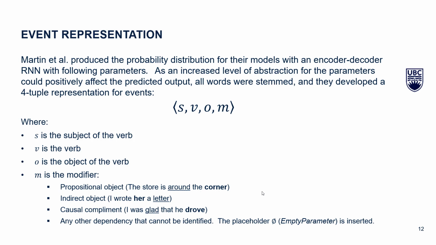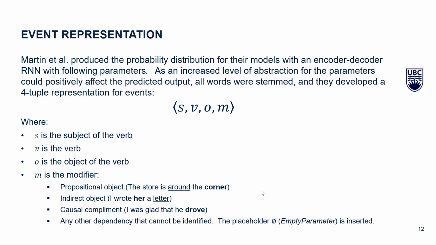The researchers produced the probability distribution for their model with an encoder-decoder recurrent neural network with the following parameters. As an increased level of abstraction for the parameters could positively affect the predicted output, all words were stemmed and they developed a 4-tuple representation for events, where S is the subject of the verb, V is the verb, O is the object of the verb, and M is the modifier.